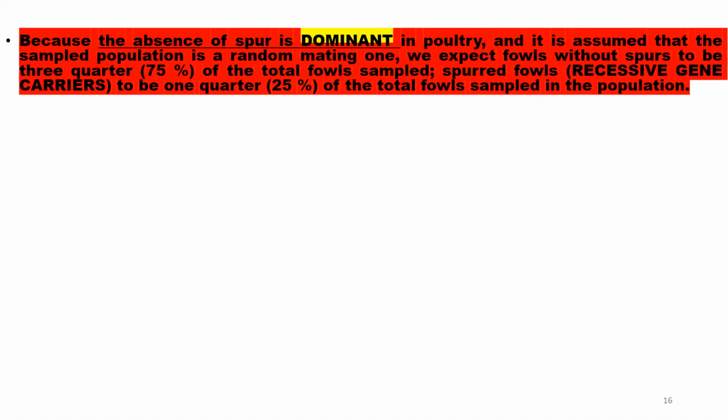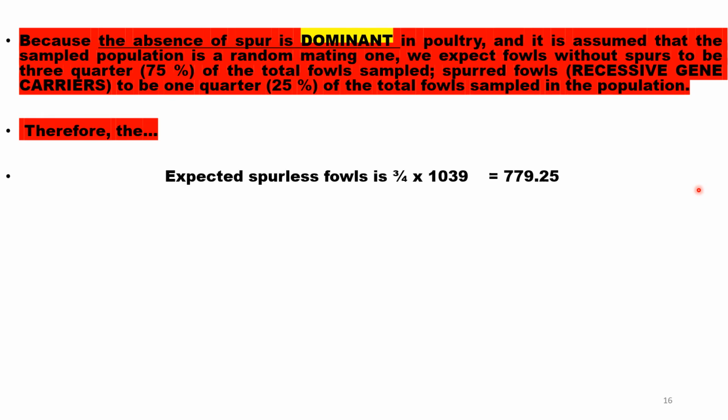Now, because the absence of spore is dominant in poultry, and we assume that this population is a random mating one, we will expect that about 75% or 3/4 of the total fowl sampled did not have spore. Meanwhile, those with spore, that's the recessive gene, we also expect that 25% of them will have that. And this is because we expect that this population is not just a random mating one, but because the traits are following Mendelian ratio of 3:1.